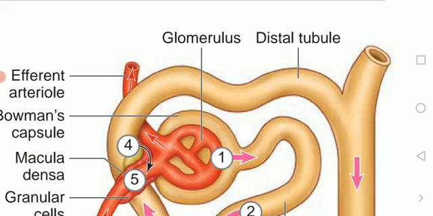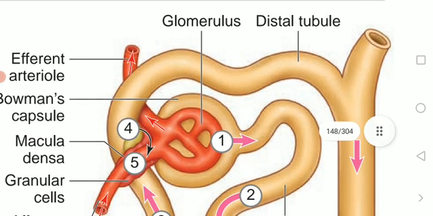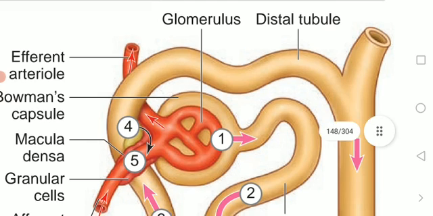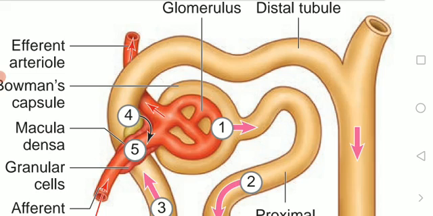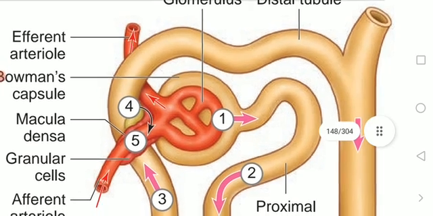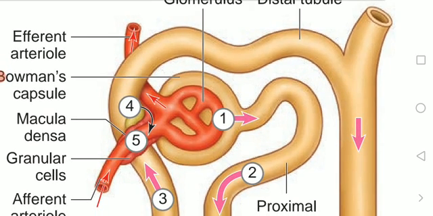This filtration is a passive process. The fluid that leaves the glomerular capillaries and enters the Bowman capsule is called the glomerular filtrate. Here, the red part inside we call the glomerulus, and around it we call the Bowman capsule. Since the filtration occurs in the glomerulus, the fluid enters the Bowman capsule and is called the glomerular filtrate.